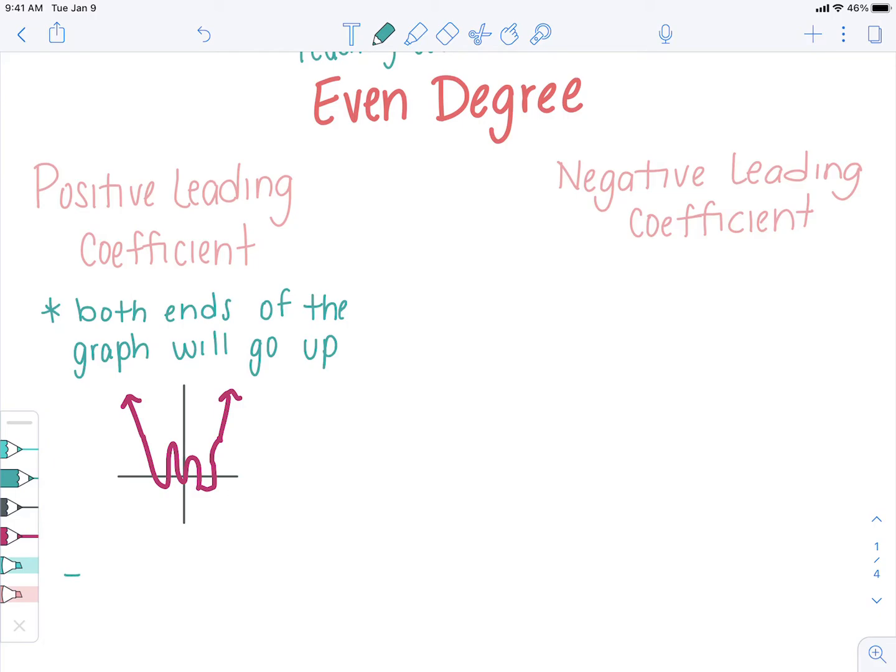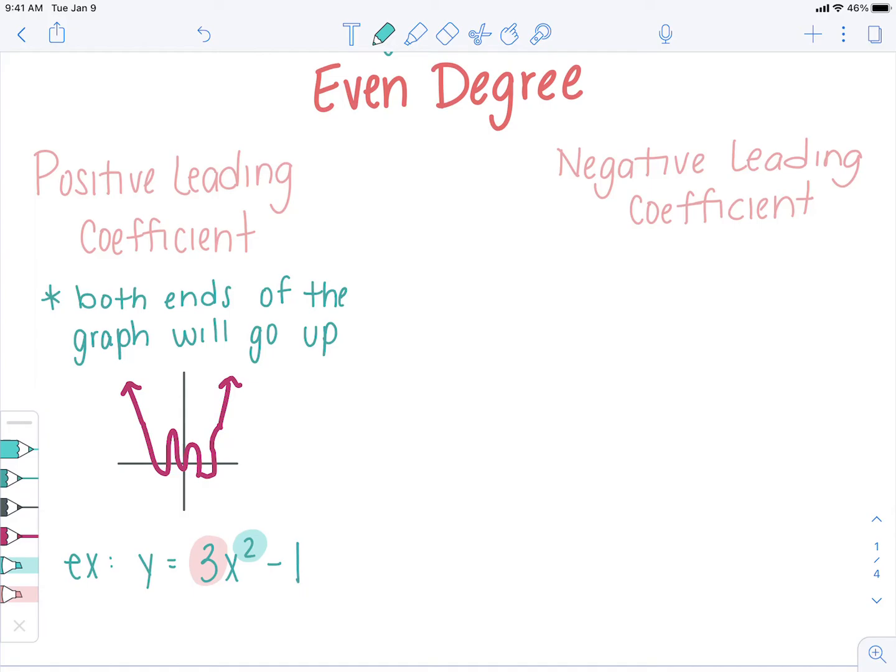An example could be something like y equals 3x squared minus 1, because my degree is even and my leading coefficient is positive. So here, my degree is even and my leading coefficient is positive.